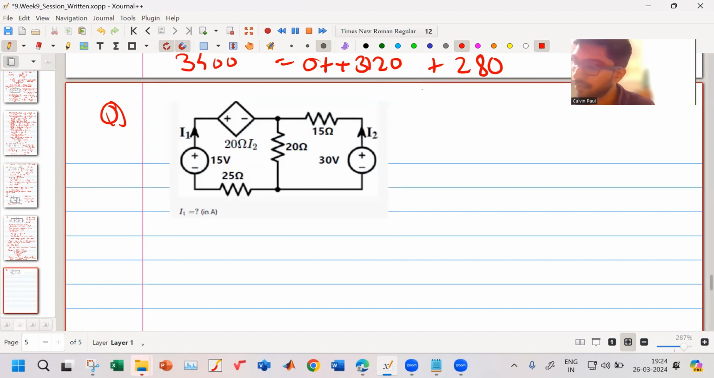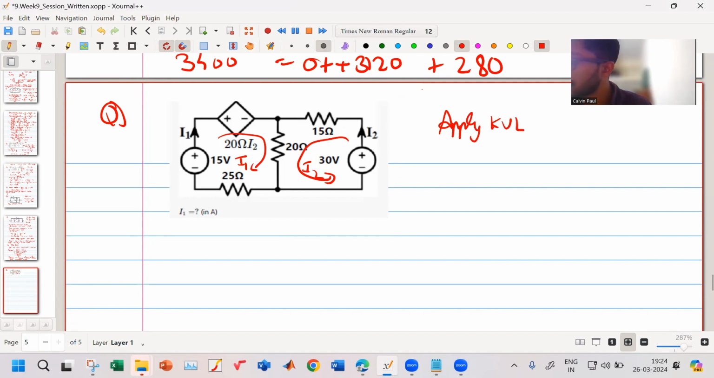So I have to apply KVL. Okay, so I do mesh analysis. So this is my I1. This is my I2. So, more easy, sir. Let me apply KVL in loop 2. So what will I get?